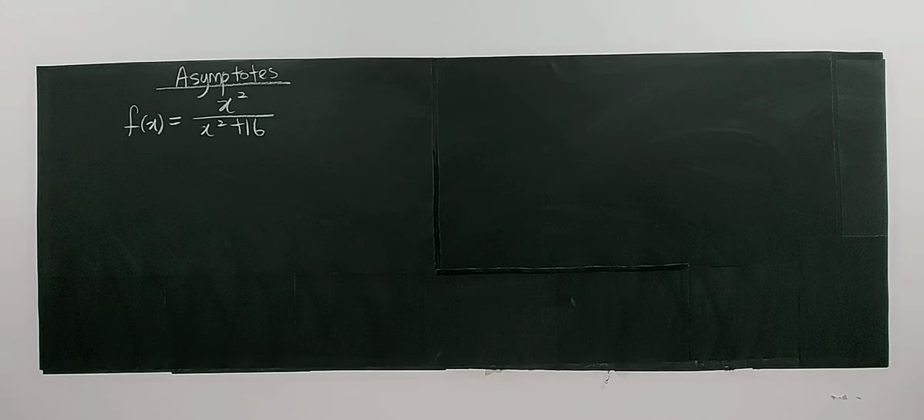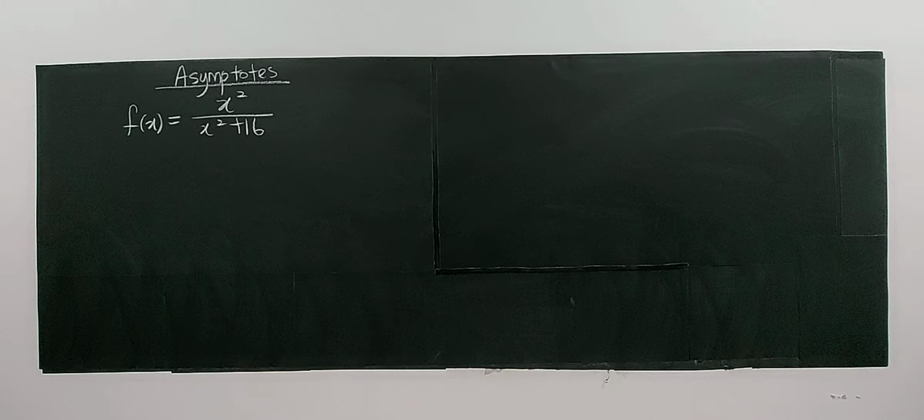Right, we're going to talk about the asymptotes for this function. As you know, I will just discuss the vertical asymptotes and horizontal asymptotes. At first, I want to discuss the vertical asymptotes for this function here. Is there any vertical asymptote or not?